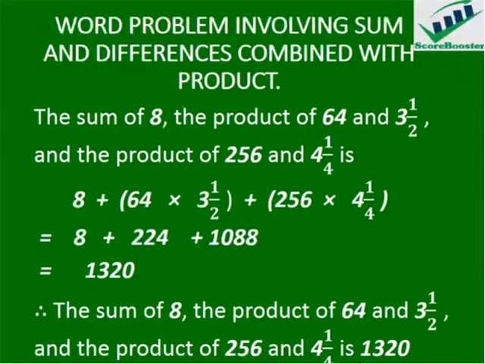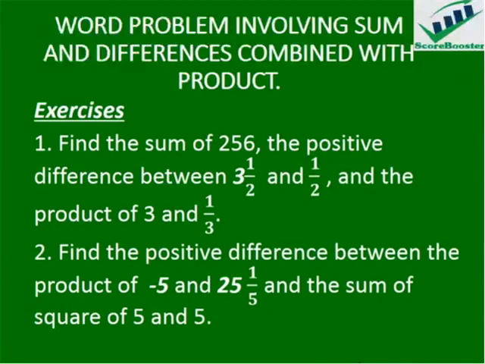So these are exercises for you to do to check if you really understand what we've been talking about. Here, you have to find the sum. You know, sum will be the general operation. 256, that is one of the numbers you carry out the sum on. The positive difference between 3.5 and half, the second number, and the product of this. So make sure you interpret your problem very well and then you solve.